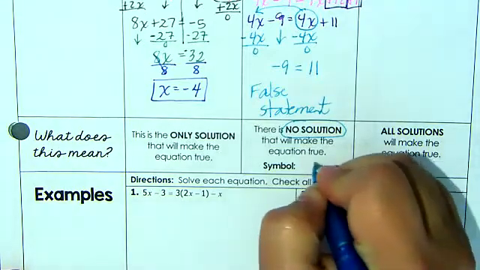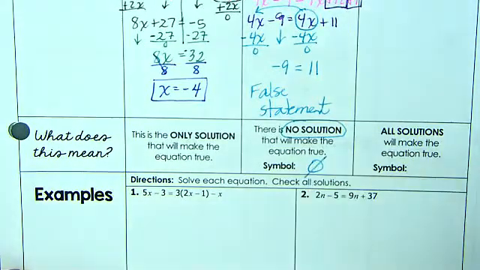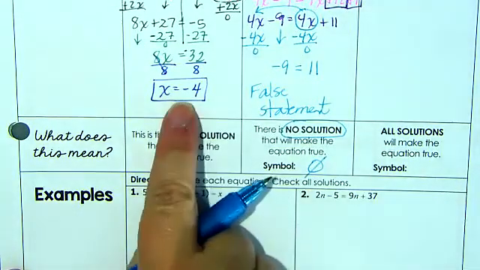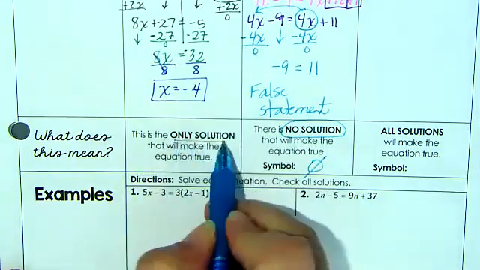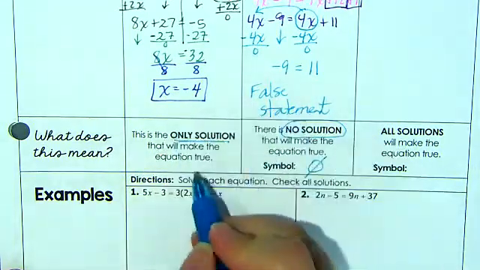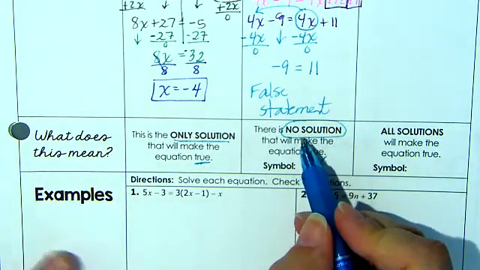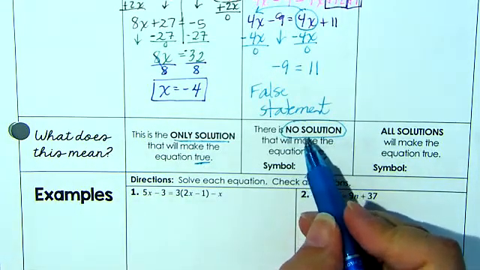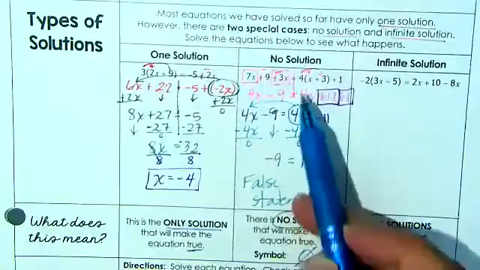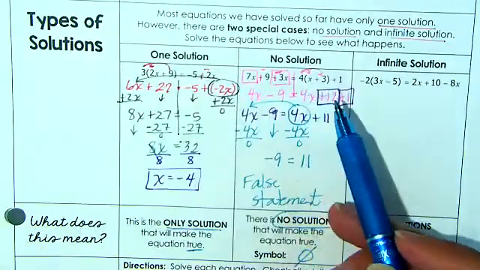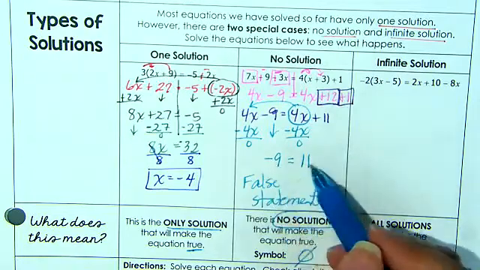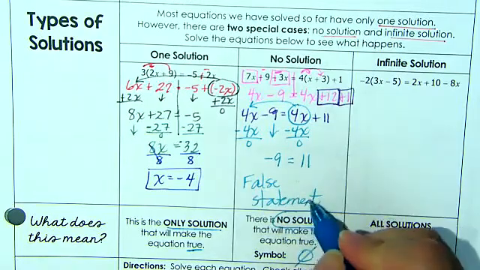The symbol that we write is a circle with a line drawn through it. So when we have one solution, that's the only solution. That means when I plug it back in, it makes it true. When it's no solution, there is no number that I can plug in. There's not a number that I could plug into this original equation and make a true statement, because it is a false statement here. So that means there is no solution.